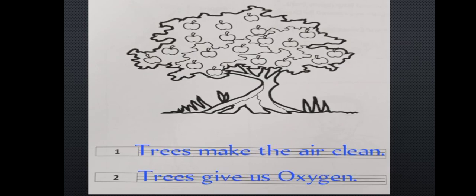Number one is trees make the air clean. As I told you, trees give us oxygen, which is fresh air to breathe. Thus they make our environment clean. They also help to bring the rain, and trees give us oxygen and take in the carbon dioxide gas. So you have to write any two of your own choice.